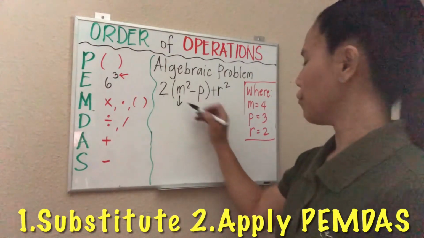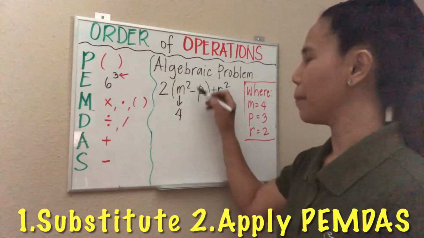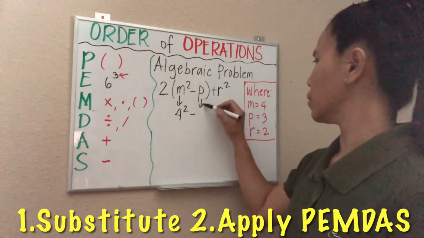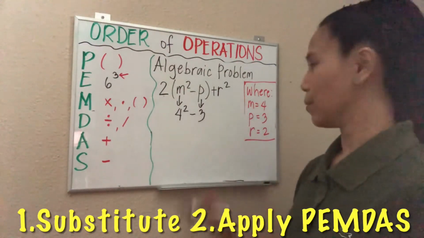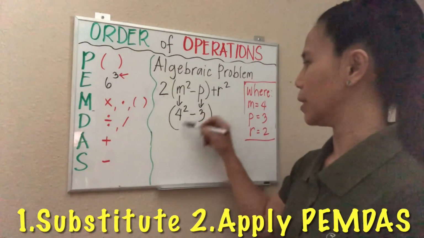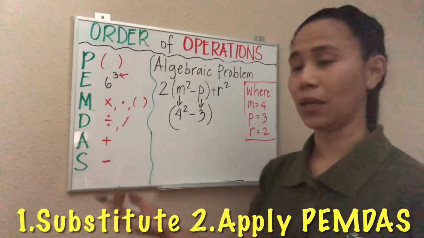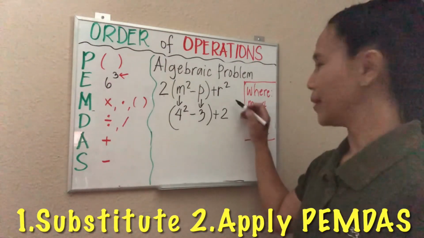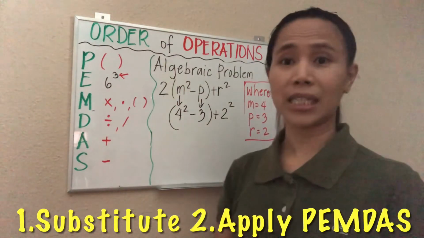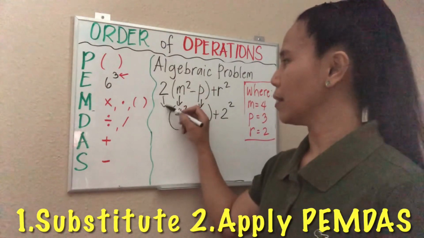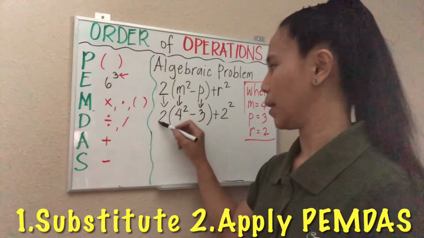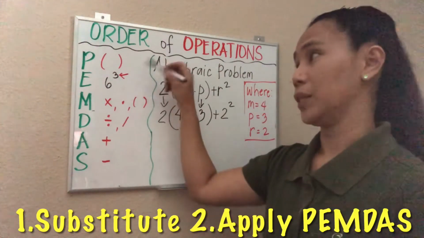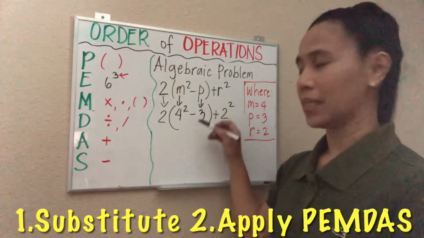M is equal to 4, so we just have to write 4 in place of m, and then copy the exponent, which is 2. Minus p, and p is equal to 3, so we have to write 3 in place of p, and then we are still having that parenthesis because we didn't solve it yet. Plus r squared, r is equal to 2, so we write down 2, and then copy its exponent, which is 2. And since we didn't do anything yet with 2, we just have to copy that as well, or write it down. We are now to solve whatever is inside the parentheses.